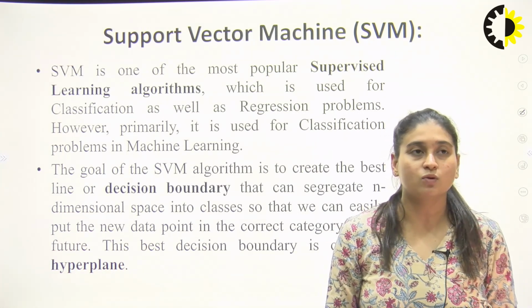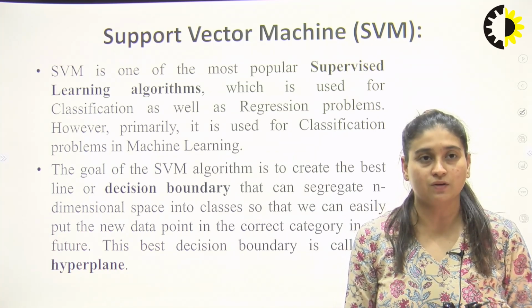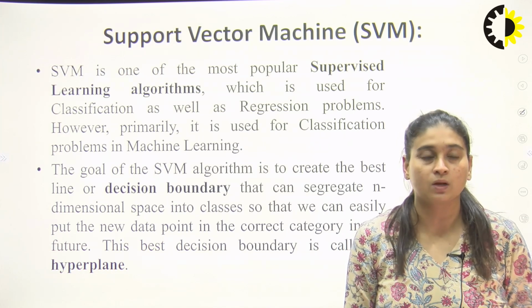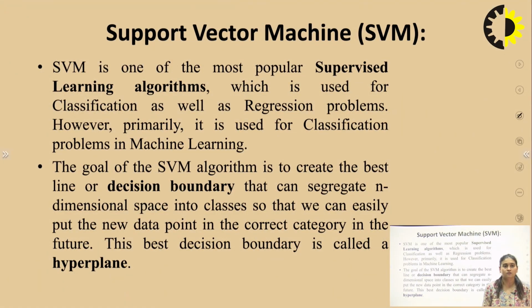SVM is the most popular supervised learning algorithm, which is used for both classification and regression. Primarily it is used for classification, but it gives good results for regression also. When we use support vector machine specifically for regression, it is known as support vector regressor. And the goal of SVM is to create the decision boundary.